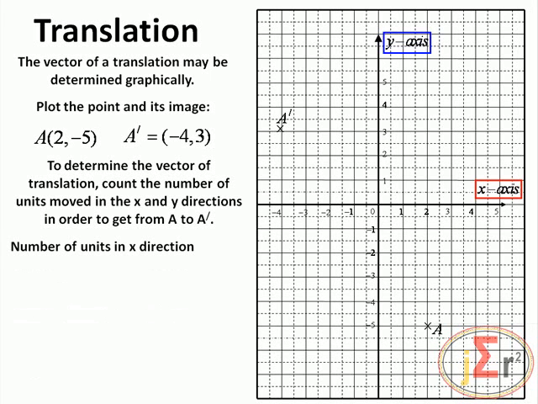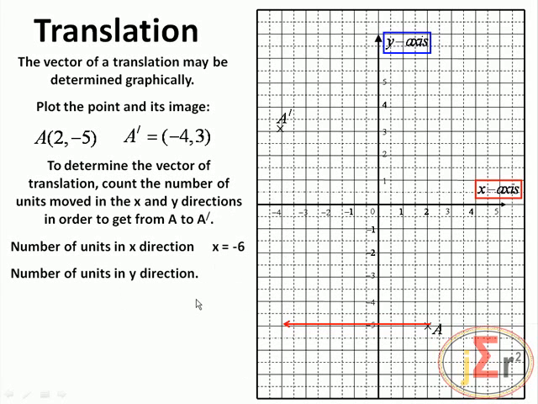So the number of units in the x direction, right, so we go 1. This is, of course, where we begin, so we cannot call that 1. That would be 0. So we start right here and we say 1, 2, 3, 4, 5, 6. And then we go up 1, 2, 3, 4, 5, 6, 7, 8.